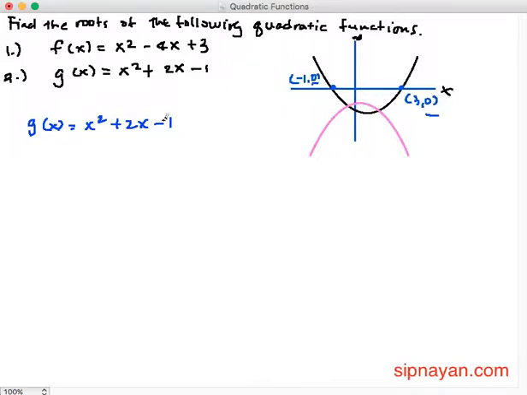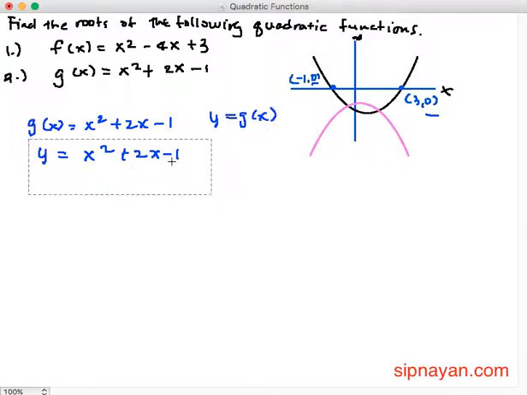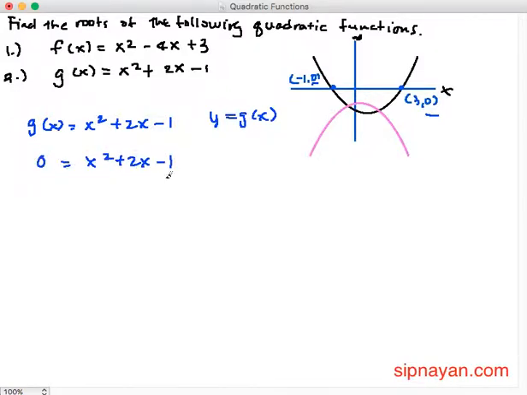So, we should set g of x, which is our value for y. We can substitute it for g of x, we can replace the function like that. So, y is actually g of x. So, we set y to 0. 0 equals x squared plus 2x minus 1. And we want to find the value of x.